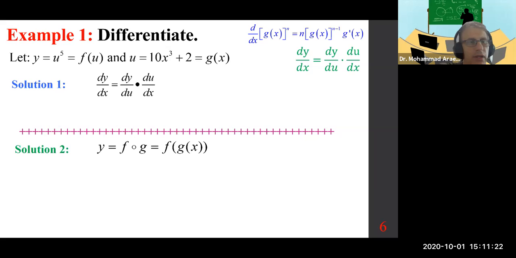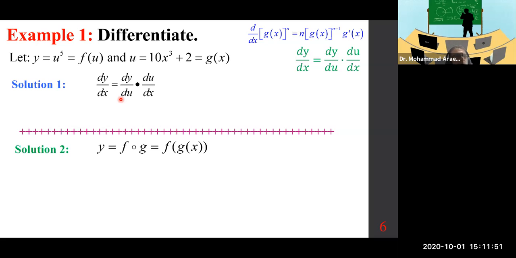Okay. Here's what we are given, everybody. We are given y as a function of u. We call it f of u. Y is u to the power of 5. Then u itself is a function of x. We call it g of x, 10x cubed plus 2. So we want to differentiate this, and we're going to look at it from the point of view of Leibniz and then the composite function that was mentioned. So let's look at it both ways.